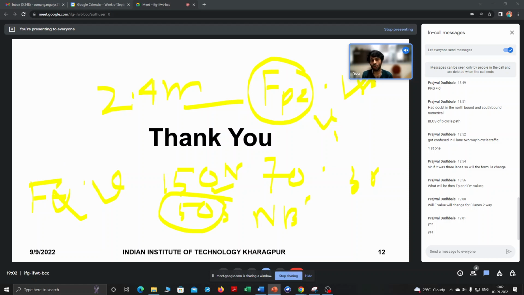So suppose now you have 2 lanes, your total volume will be, suppose, 100. Suppose now you have 3 lanes. So there is a good chance that it will be more than 100, right? If it is more than 100, then your F value will increase. Are you getting the point?